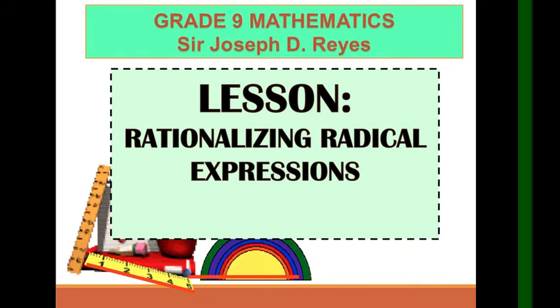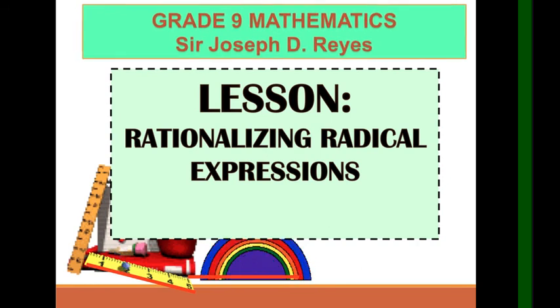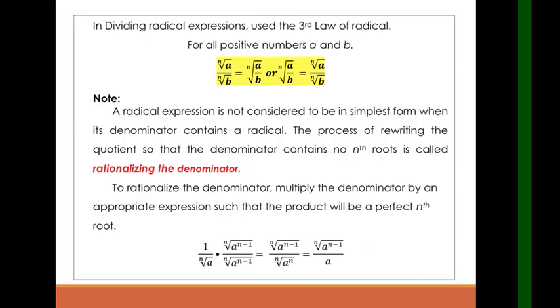And now let's proceed to our main topic for today, which is all about rationalizing radical expressions. In dividing radical expressions, use the third law of radicals. For all positive numbers a and b, we have the nth root of a over the nth root of b is equal to the nth root of a over b, or the nth root of a over b is equal to the nth root of a over the nth root of b.